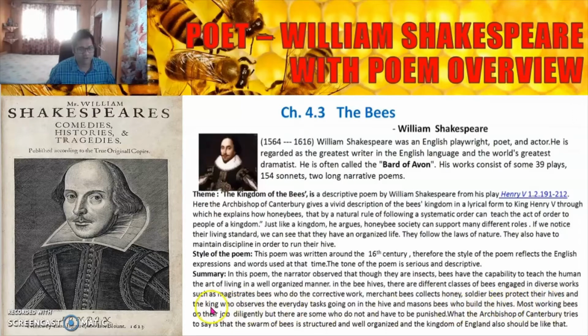Most working bees do their jobs diligently, but there are some who do not and have to be punished. What the Archbishop of Canterbury tries to say is that the swarm of bees is structured and well organized, and the Kingdom of England also should be like that.